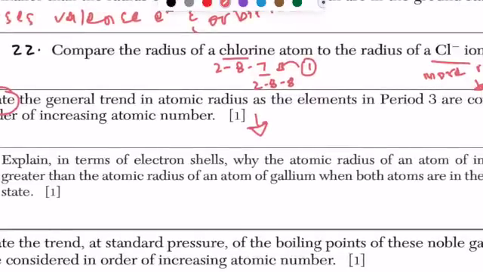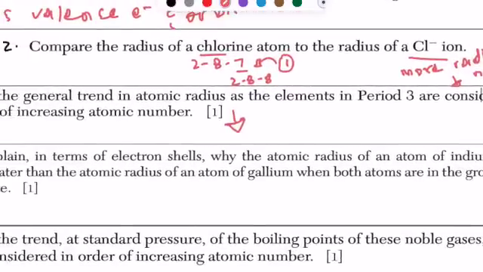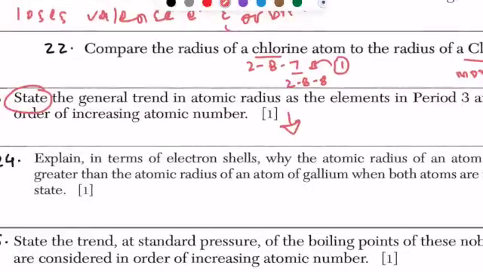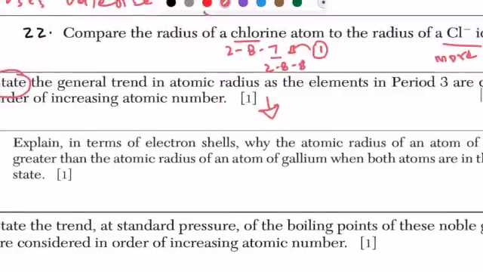Explain in terms of electron shells why the atomic radius of an atom of indium is greater than the atomic radius of an atom of gallium when both atoms are in the ground state. Because it is in terms of electron shells, you can simply say indium has a bigger radius because indium has more electron shells. If you look at the periodic table, gallium is in period 4 and indium is in period 5. So indium has 5 orbits. And that will be your answer.